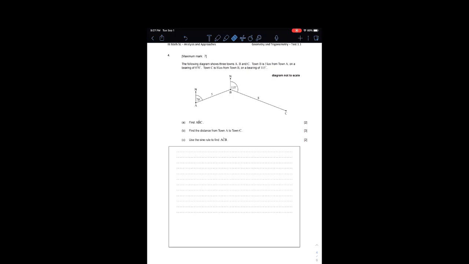This was number 3. So now we're going to go on to number 4. Okay, this is number 4. Question 4 out of 5 questions. And your exam, again, will be a similar link to this review. But here, this is a bearings question.